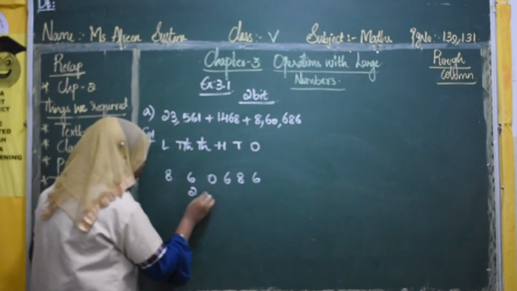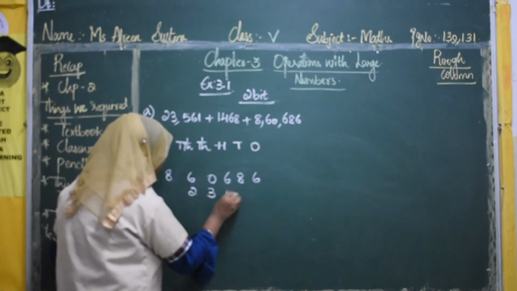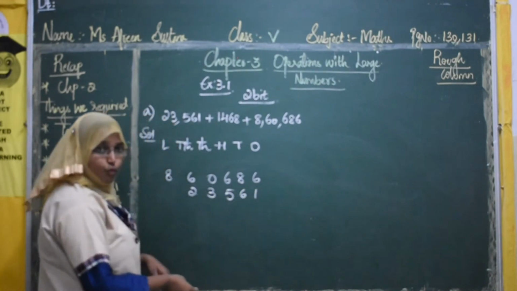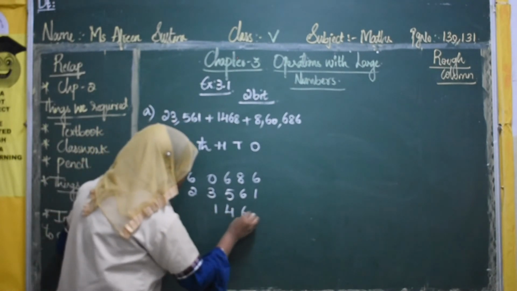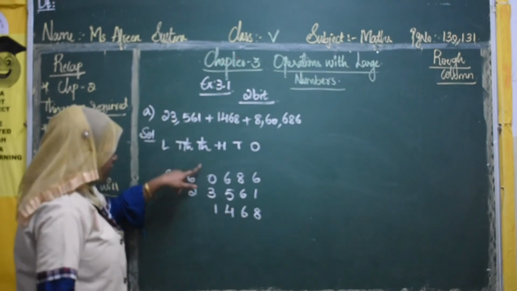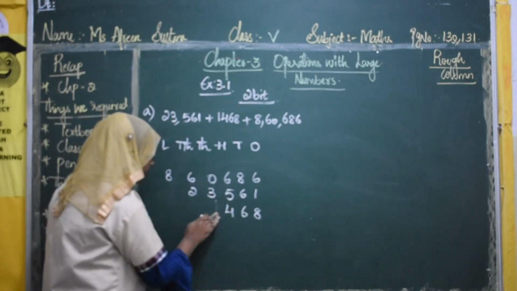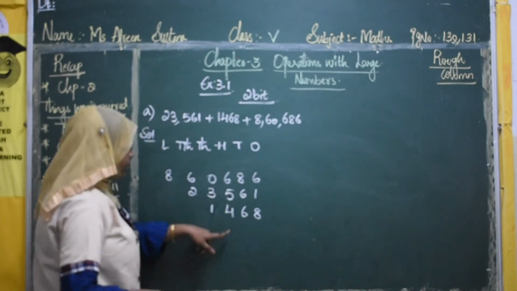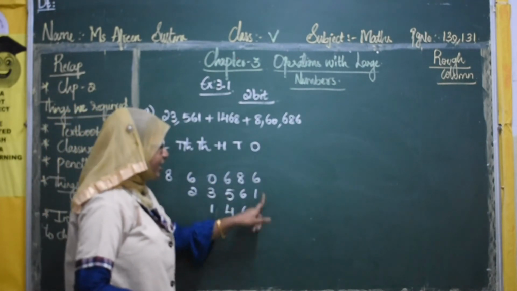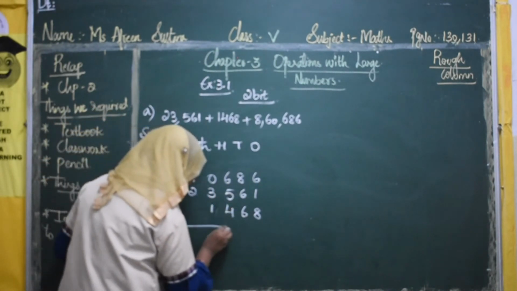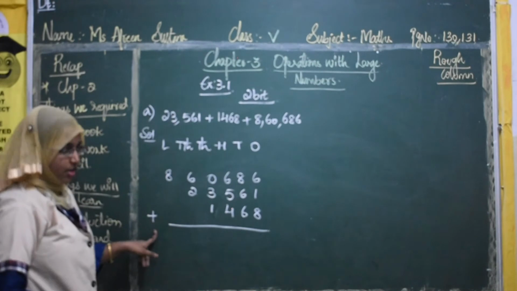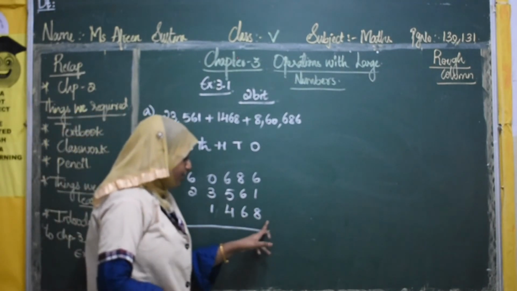Next is 23,561. Next is 1,468. 1 in thousands place, 4 in hundreds place, 6 in tens place, 8 in ones place. Now we will add. So we have put the operation symbol of plus.